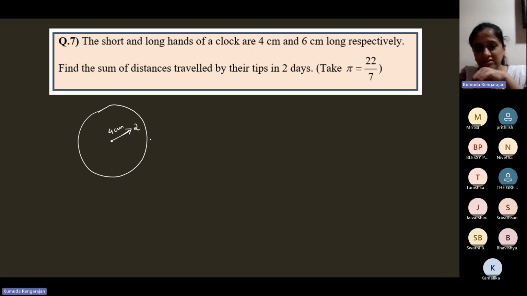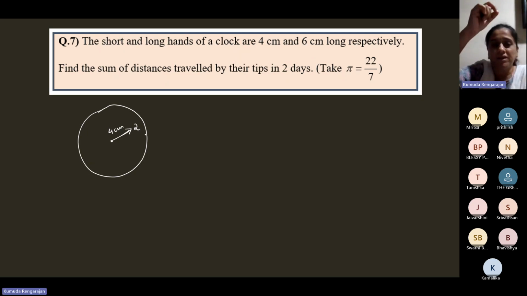How many circles will the hour hand make in 2 days is what we have to find out. Because if it makes one circle, area is pi r square. Sorry, not area. Find the distance traveled. So 2 pi r. If it makes one circle, the distance covered is 2 pi r.